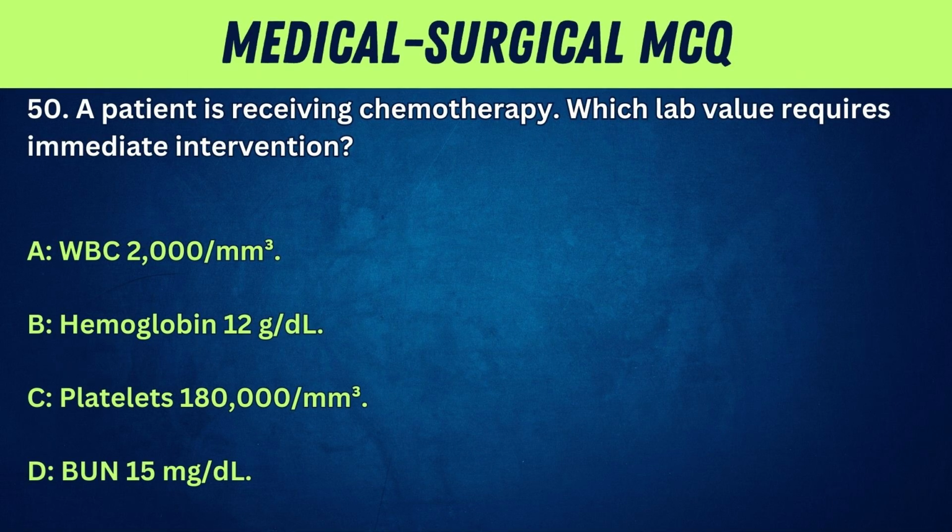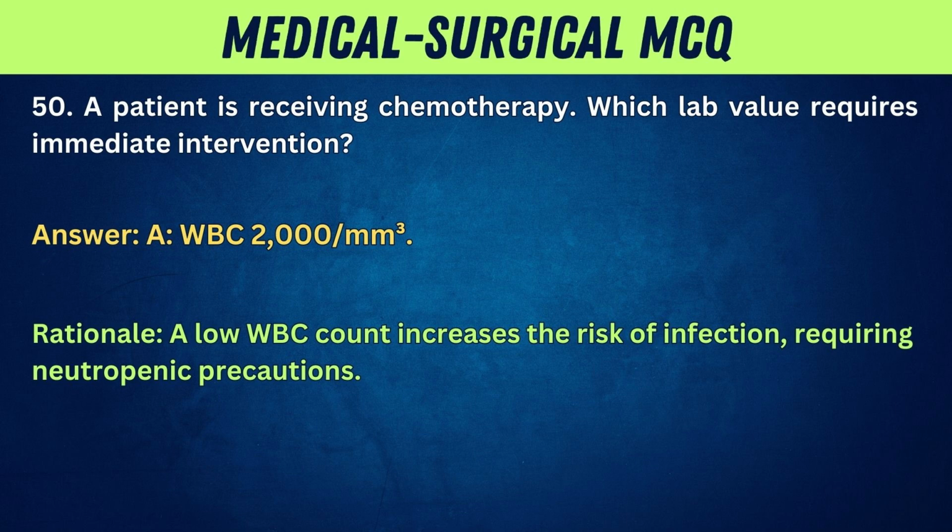50. A patient is receiving chemotherapy. Which lab value requires immediate intervention? A. WBC 2,000/mm³. B. Hemoglobin 12 g/dL. C. Platelets 180,000/mm³. D. BUN 15 milligrams per deciliter. Answer: A. WBC 2,000/mm³. Rationale: a low WBC count increases the risk of infection, requiring neutropenic precautions.